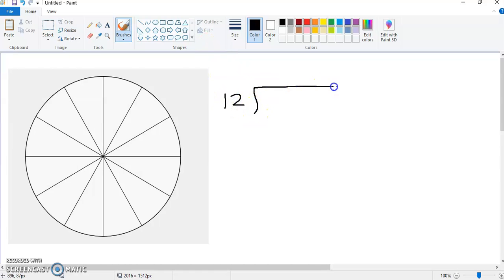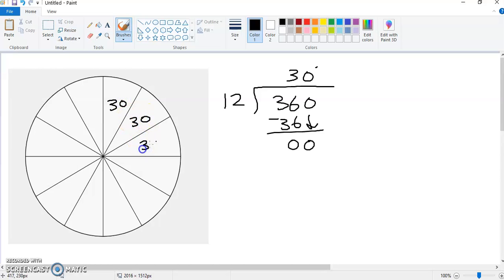And so for a 360 degree circle that has 12 equal parts, well, 12 times 3 is 36. Subtract, bring down the remainder. Well, 12 can't go into 0, it goes in there 0 times. So every single one of these pieces is 30 degrees. So you go 30, 30, 30. It just goes 30 all the way around.